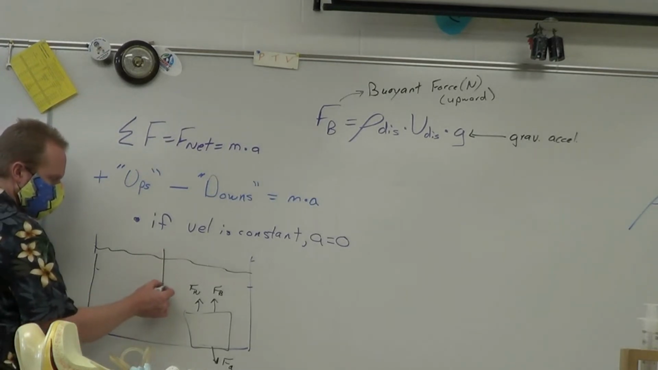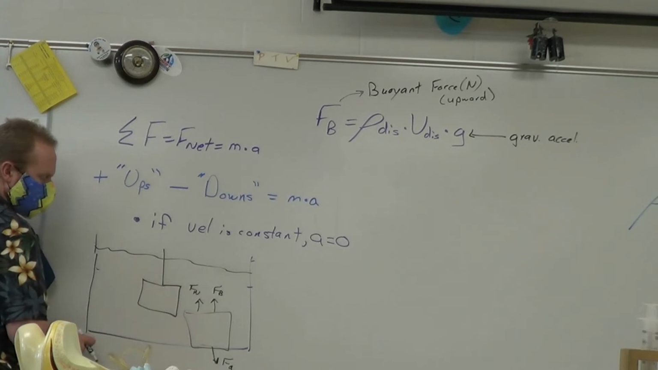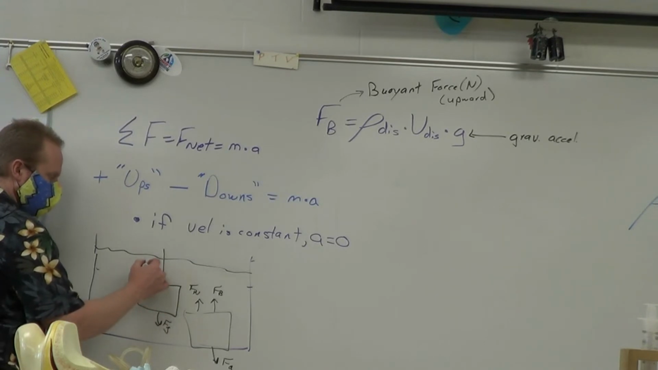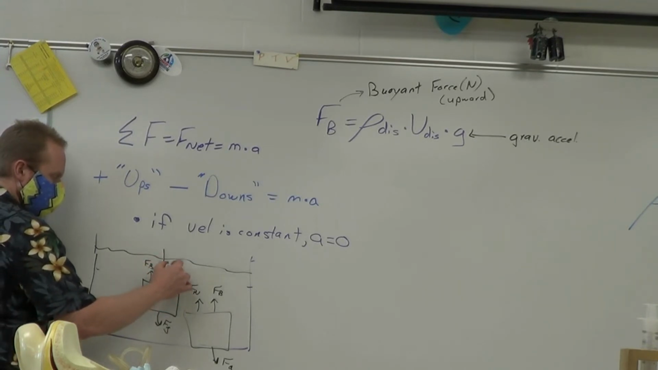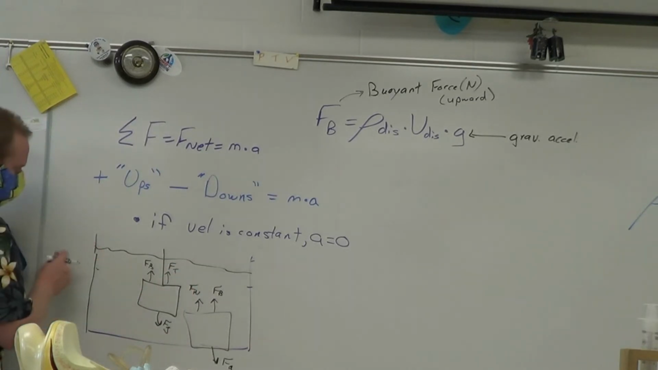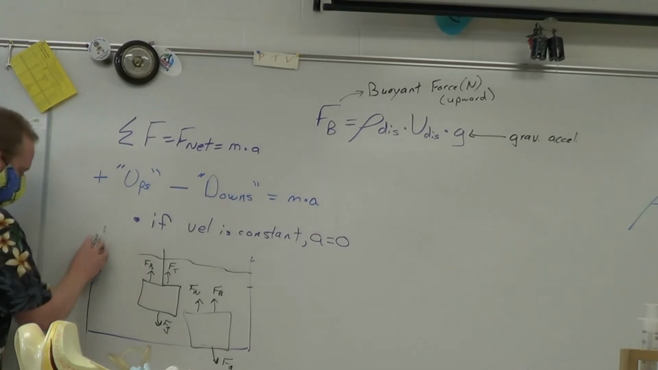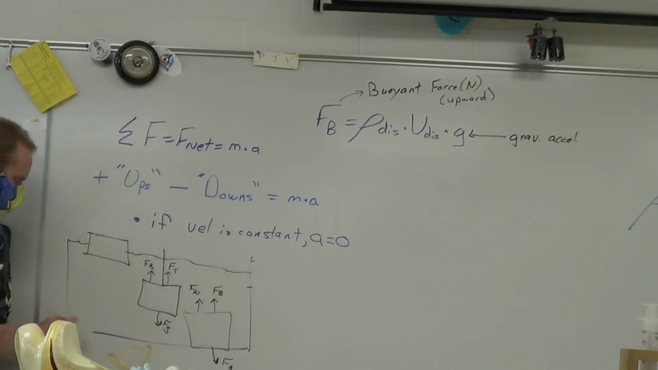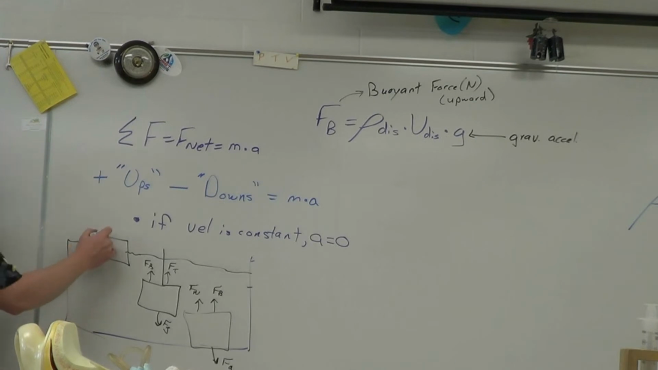Or we could have a block on a string. There's a gravitational force, there's a buoyant force, and there's a tension. Or I have a block that's floating on the surface. There's a buoyant force and there's a gravitational force. Now there are a few other variations, but in terms of water, that's kind of where we're at.